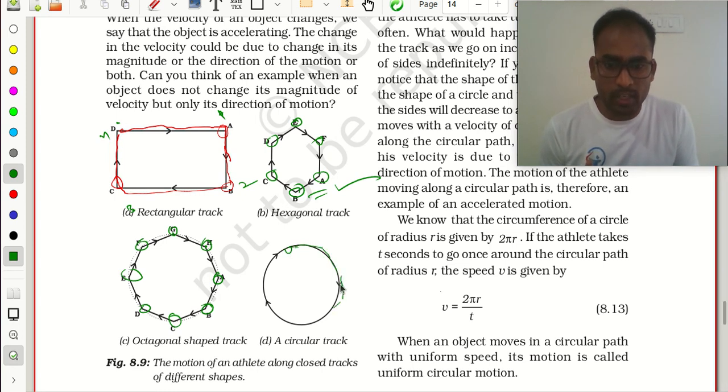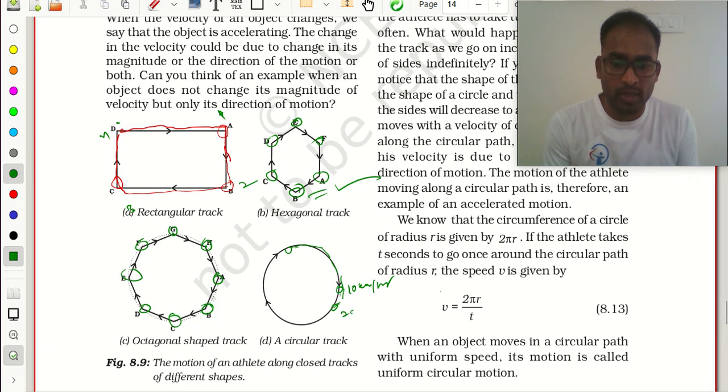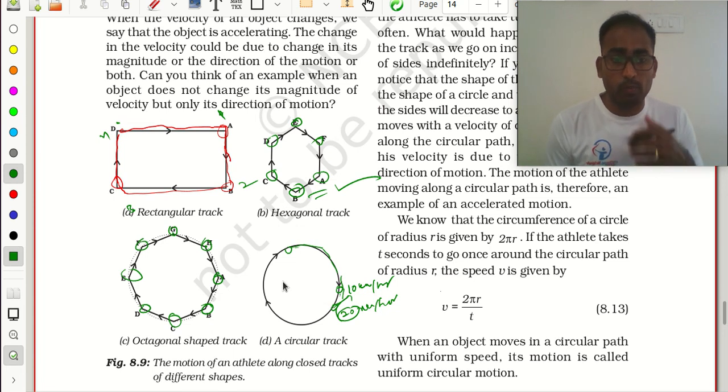Now, if I find my change in velocity, it is always positive. Suppose here I am running at 10 km per hour. Now, here I will be running at 20 km per hour. What is the change in velocity? 20 minus 10. It is positive. So on a circular path, we will move with an accelerated motion.